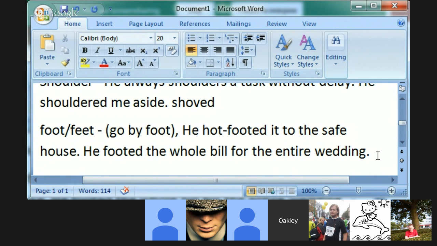It's not only the synonym to pay. It's like to pay for everything. Yeah, pay for everything. That's right. So I can say, let's foot some water.